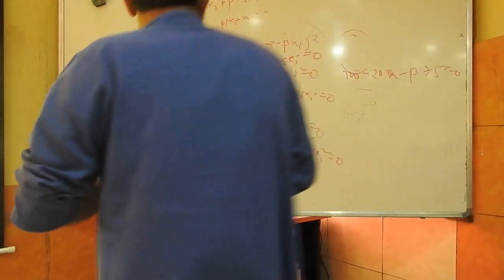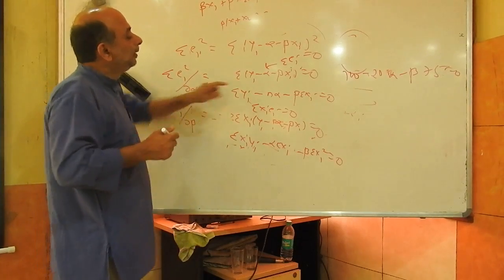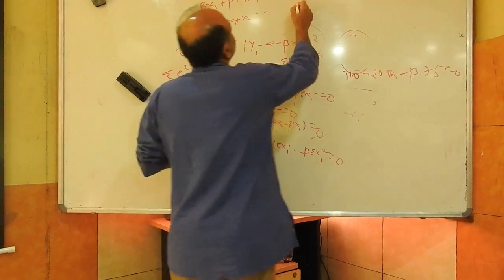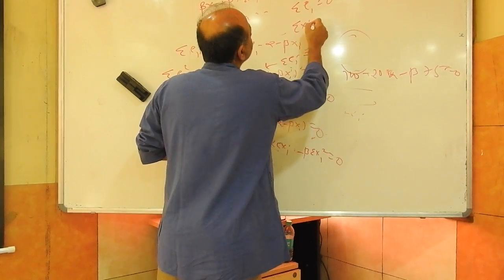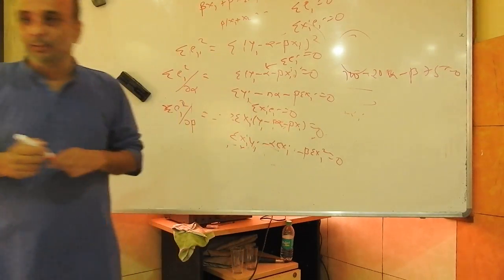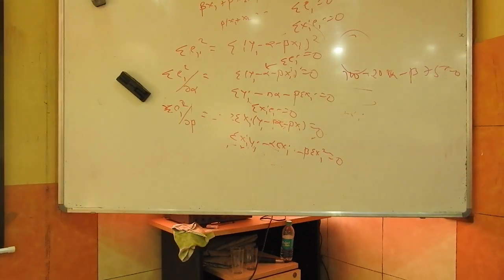And also remember, what I'd like you to remember is, we have got two equations here: summation ei is equal to 0, and summation xi ei is equal to 0. Both these conditions are required to find alpha and beta. You only need two equations in two unknowns. So they are called identifying conditions. Without those two equations, I can't estimate alpha and beta independently.